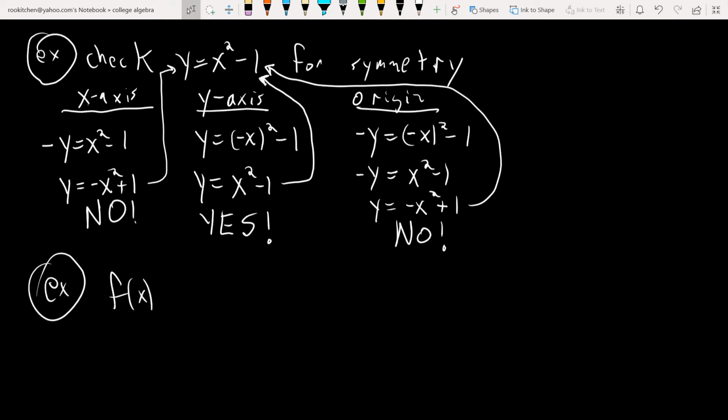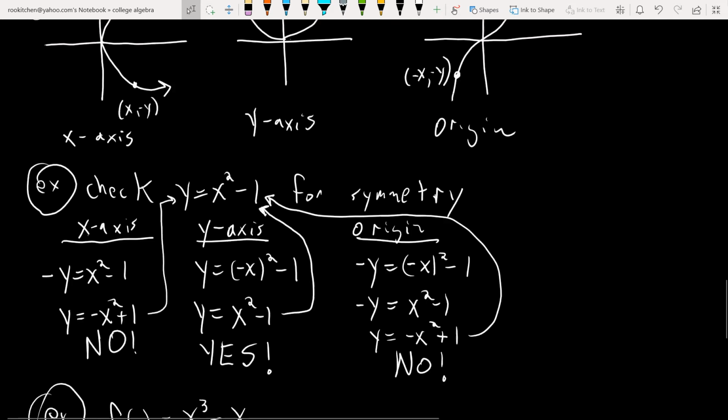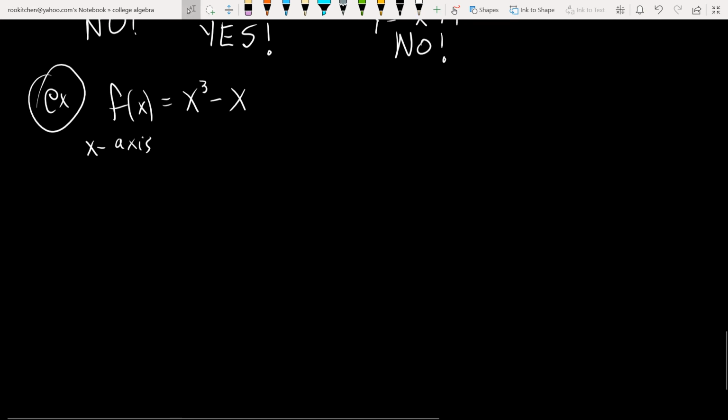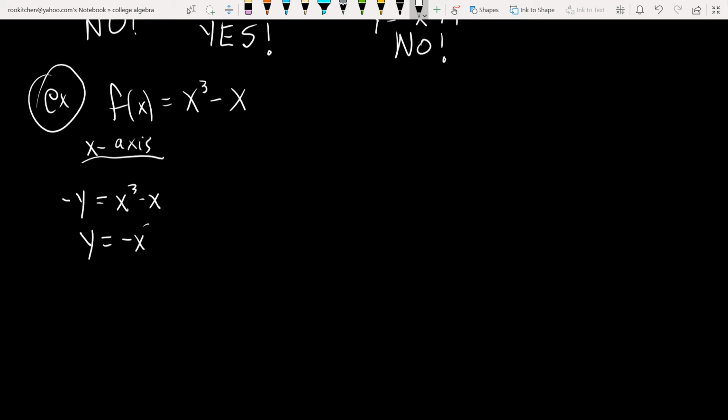F of x equals x cubed minus x. And let's look at x-axis. Okay, so again, in picture 1, x-axis symmetry, you're replacing y with negative y, seeing what happens. So the f of x is the y. So I'll have negative y instead of that, f of x equals x cubed minus x. Then I try to get it in the original form, multiply by negative 1 on both sides, and compare, and no, that's not the same. So no on that guy.